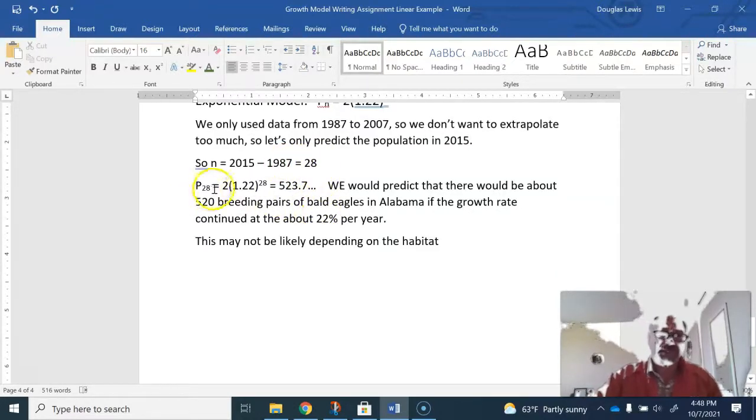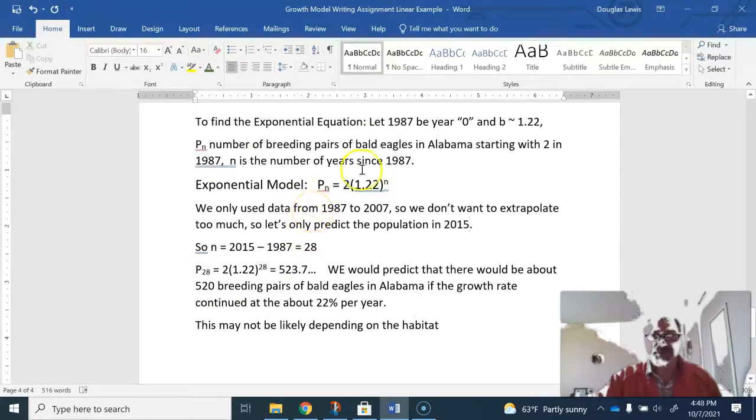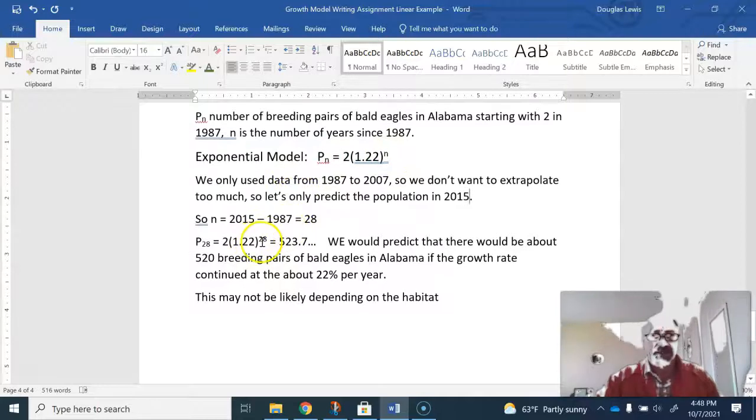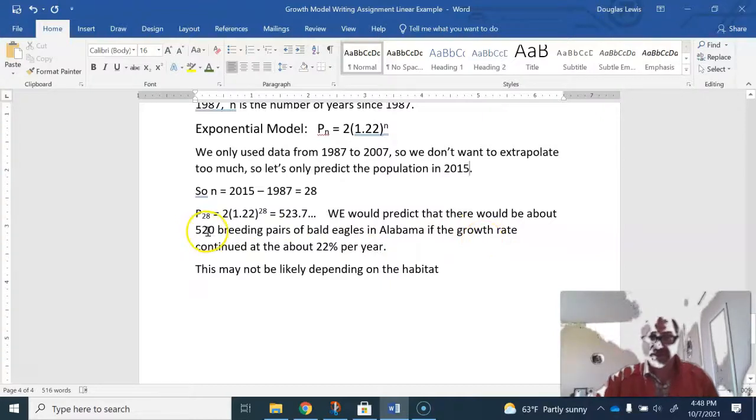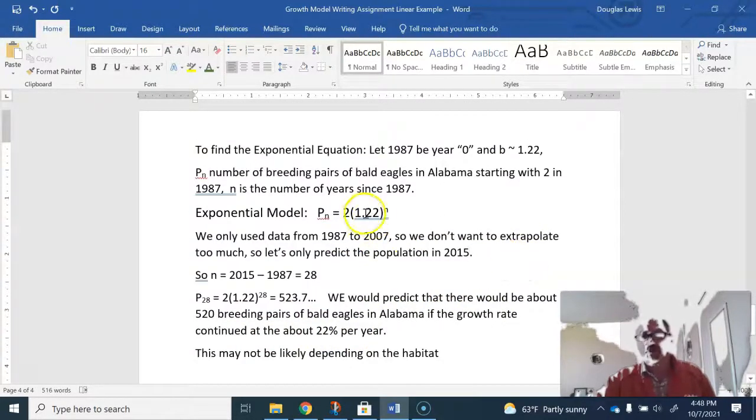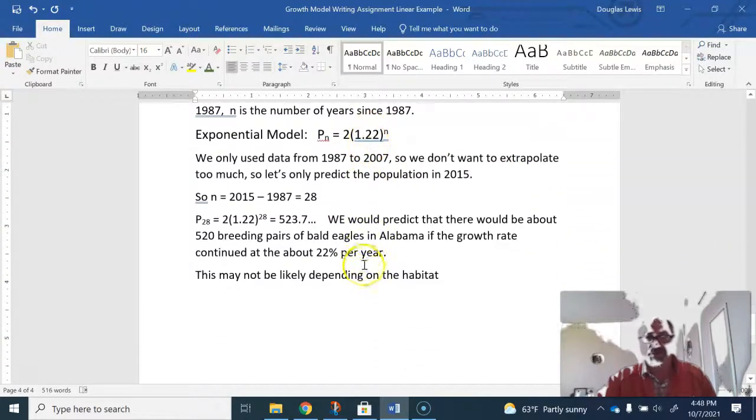So we get P sub 28 is equal to 2 times 1.22 to the 28th power. As you can see, we're using our model to make a prediction for 28 years after the beginning time, after 1987. So that's 523.7, whatever. And it said we would predict there'd be about 520 breeding pairs of bald eagles in Alabama. Notice I wrote, if the growth rate continued at about 22% per year, because that's what we're using, 1.22. Remember, B is 1 plus r, and r is 22%.